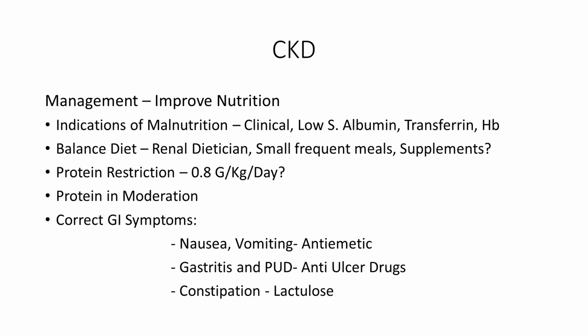Instead of having 3 big meals, they should continue with small frequent meals, and supplements are usually avoided in these patients, because if they are able to take small frequent meals, adequate nutrition can be maintained. Protein restriction is usually advised in patients with chronic kidney disease, that is 0.8 gram per kilogram per day. But if we look at our normal population, in fact, our normal population is also not taking adequate amount of protein. And if the protein is very severely restricted, they may be malnourished with all the complications. So it is always advisable to restrict protein in moderation.